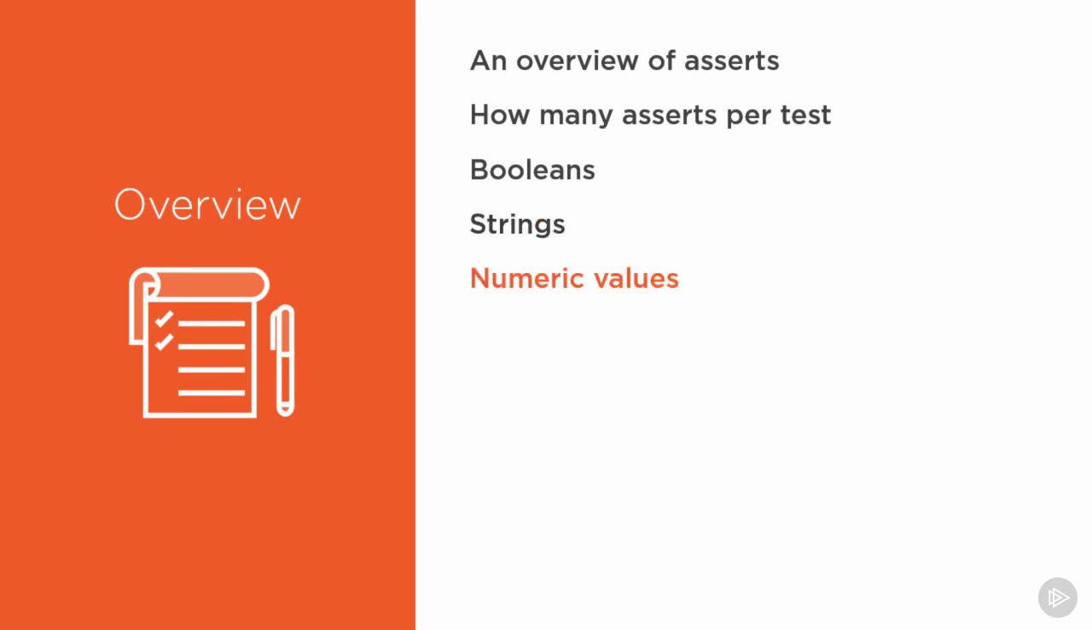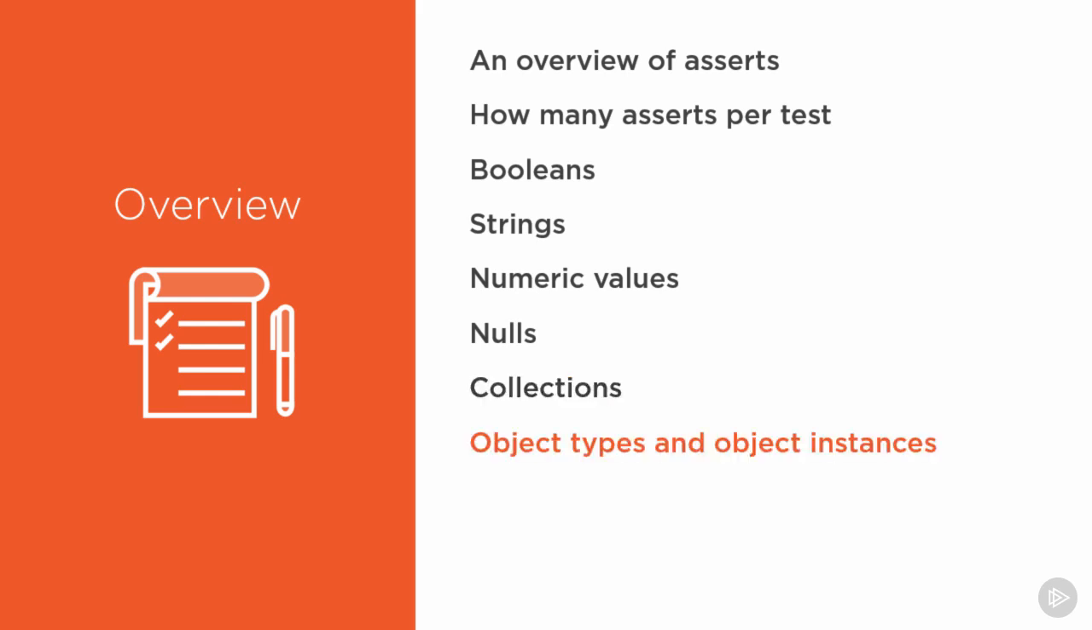We'll learn about numeric asserts and how to deal with floating point precision. We'll see how we can assert that a value is null, and a number of different ways we can assert on collections, such as checking a collection contains a specific item. When we're writing asserts, we can also check that an object is of a specific type, and also that two object instances are equal. We'll learn how we can assert that an exception is thrown at the correct time, and also how we can assert that an expected event was raised.